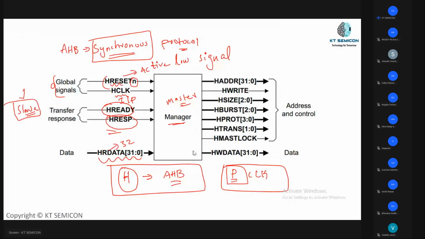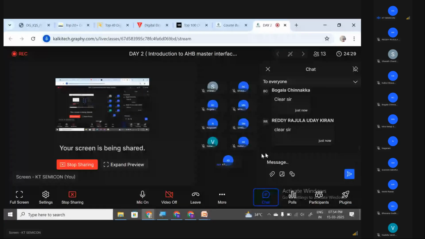If you see the directions, please focus on the directions also. This HR data bus is input to your master. This is coming from your slave module. So this HR data bus is input to your master, and this HW data bus is output from your master. Please observe the arrow marks here. This is output from your master and input to your slave. I hope this HW data bus and HR data bus are clear.